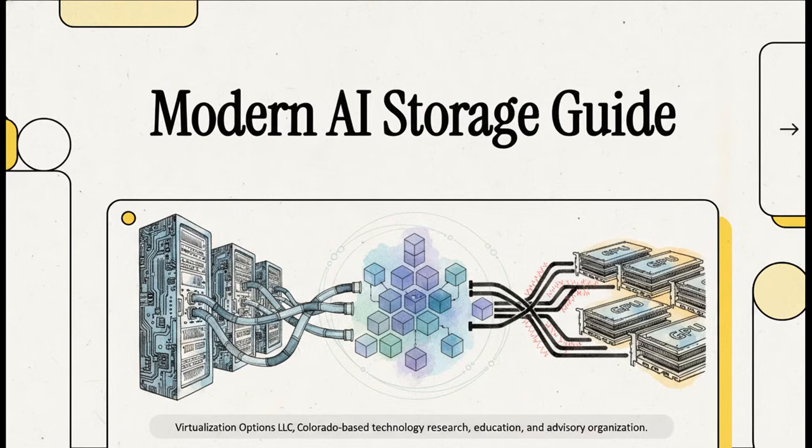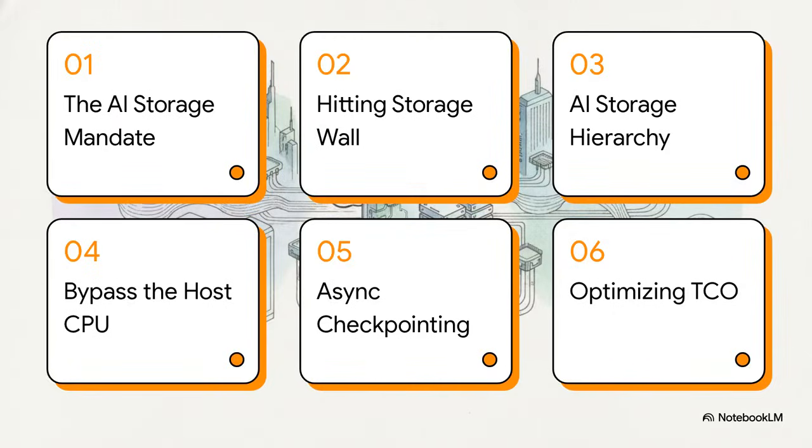In this specific chapter, we're going to unpack exactly how you need to fundamentally shift your data center architecture so you can finally stop starving your multi-million-dollar GPU clusters. So here's our game plan for today. We're going to run through the AI storage mandate, what it means to hit the storage wall, the new AI storage hierarchy, how to bypass the host CPU, asynchronous checkpointing, and wrap it all up with optimizing your total cost of ownership. We've got a lot of fantastic ground to cover in Chapter 11, so let's just jump right in.